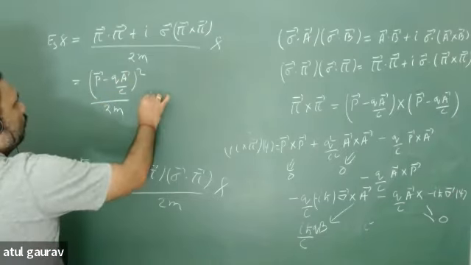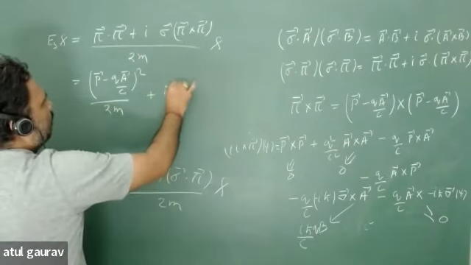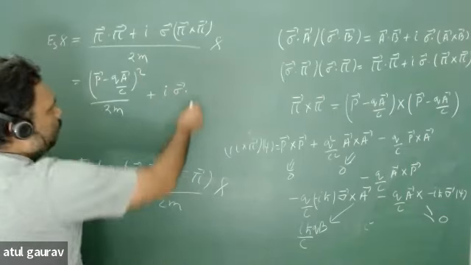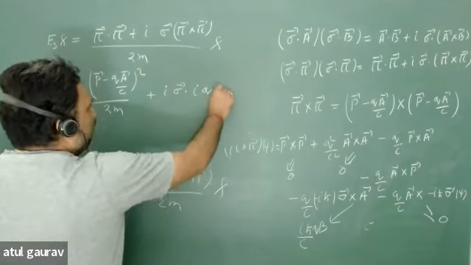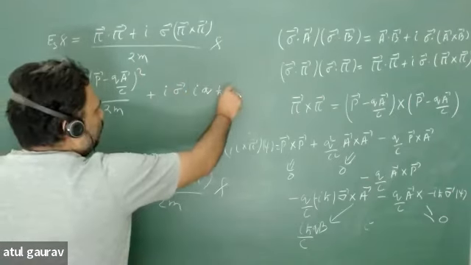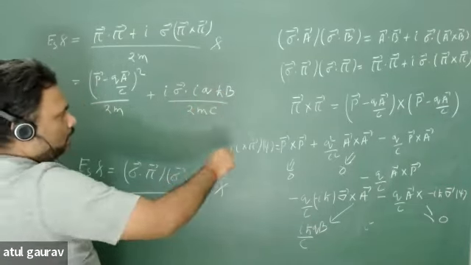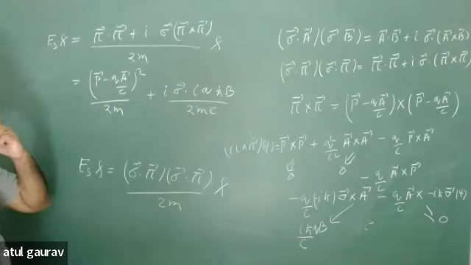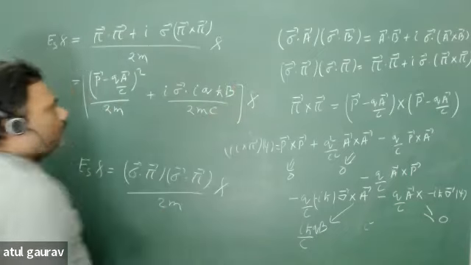And look at this value. This value is equal to i, and sigma is there, dot, what is pi cross pi? Pi cross pi is i q h bar B upon 2mc. Right? And what is i dot i? i into i is -1, and chi is also there. So this is your chi.